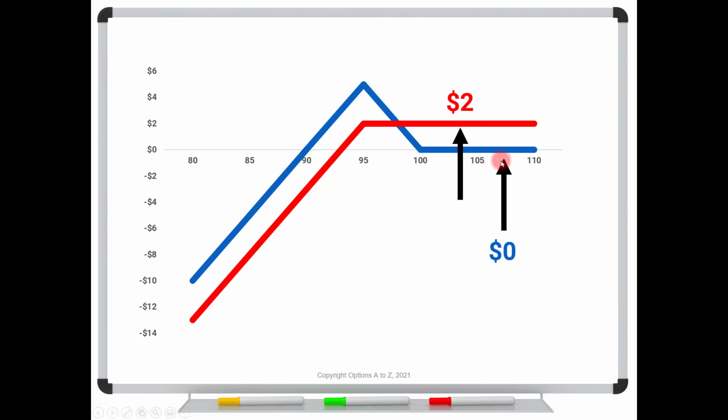But for this video, I just wanted to show you that for those who like to use puts as a way to acquire shares, start thinking outside the box. It's not just about selling naked puts. There are many different ways to end up with the same position, but potentially, depending on your outlooks and your risk tolerances, end up in a better situation.